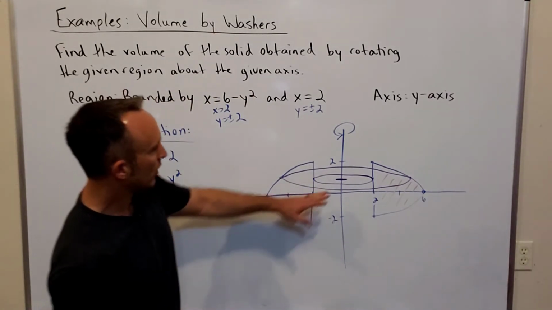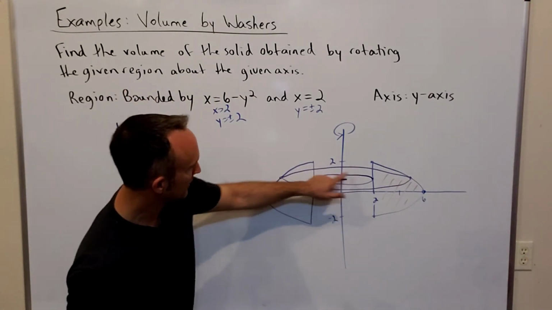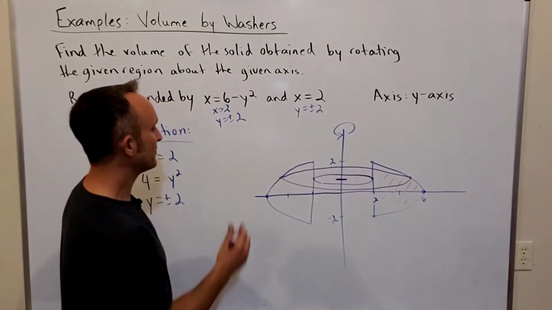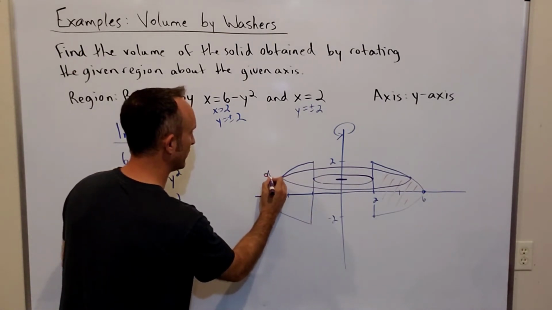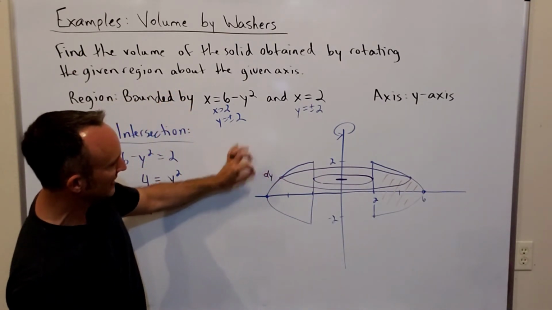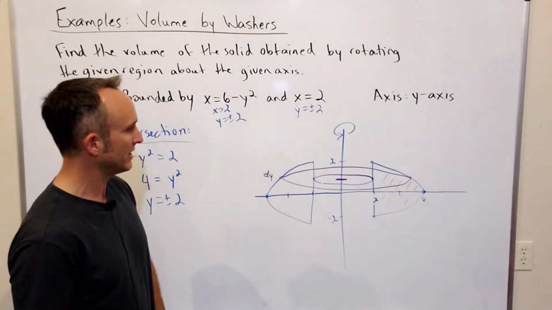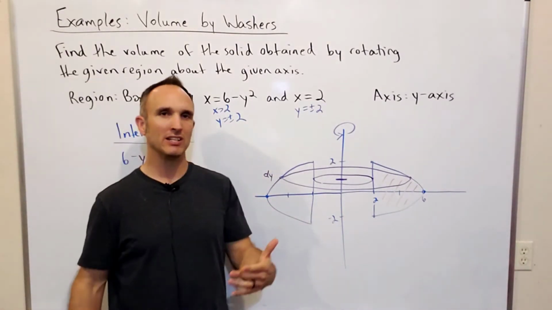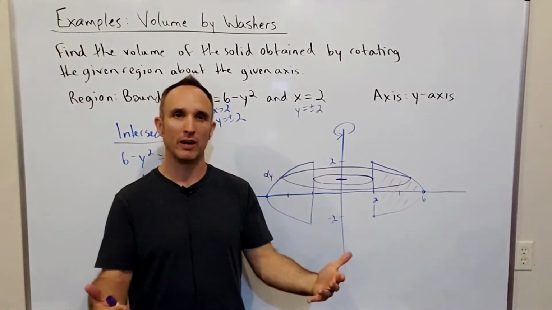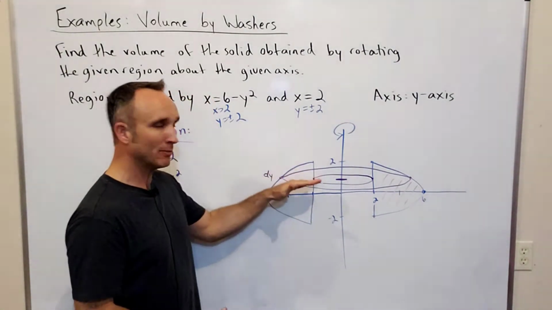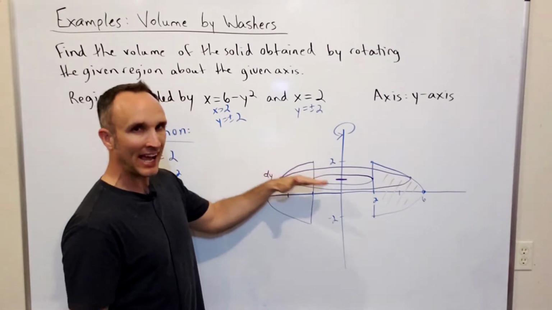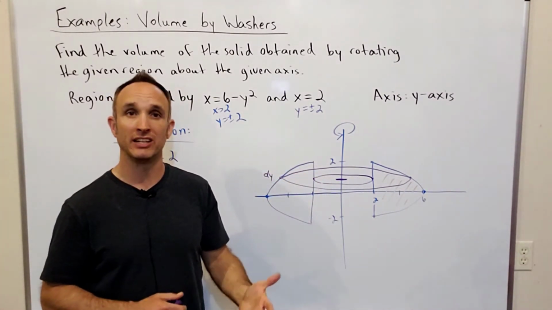Okay, so we have the washer. This is hollow here, and then this is solid. Now the thickness of this washer is measured vertically, right? It's infinitely thin, but it's measured vertically, and since it's measured vertically, we call that dy. So now we have to identify the inner radius and the outer radius so we can calculate the volume of the washer, and then we have to add all of those volumes together using an integral.